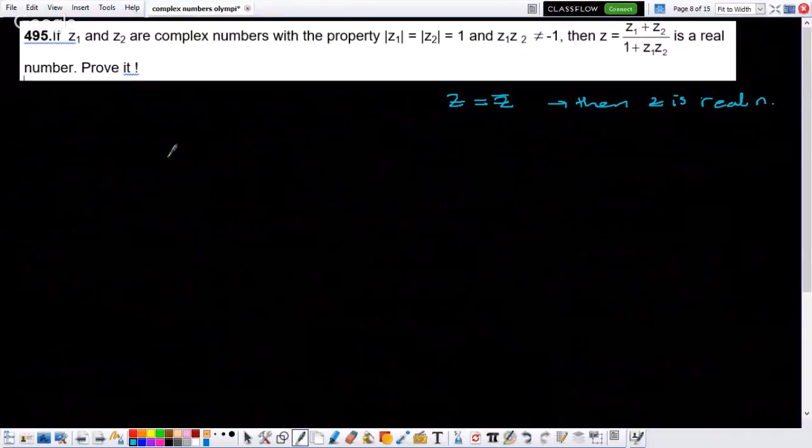Okay, let's start with this form. Z is equal to Z1 plus Z2 over 1 plus Z1 times Z2.